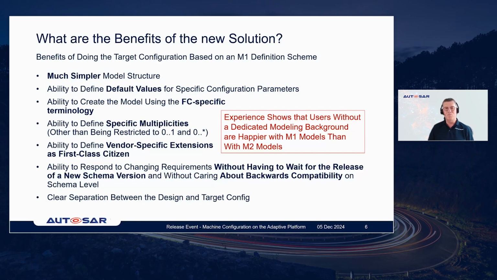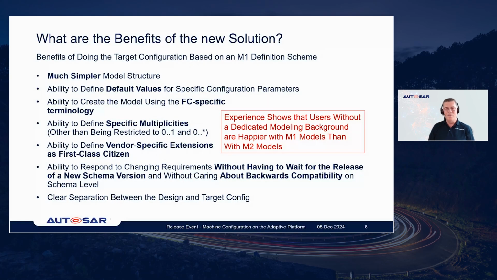It's also possible to define vendor-specific extensions. This is not part of the example. The example was a little bit too simplistic to get all the aspects into this one example. And it is possible to respond to changing requirements without having to wait for a new schema. As a side benefit, we also get a much better separation between design and target configuration because design and target configuration happen on different meta levels.